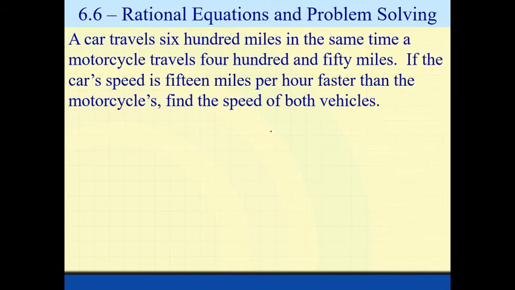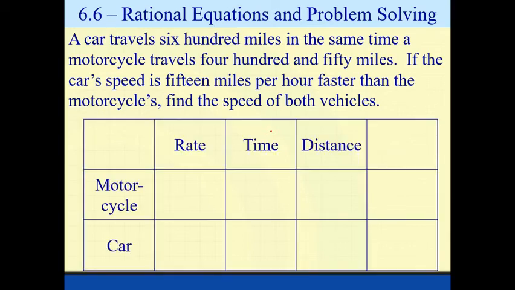So a car travels 600 miles in the same time a motorcycle travels 450 miles. If the car speeds 15 miles per hour faster than the motorcycle, we have to find the speed of both vehicles. So again, I recommend you set up this nice little table here. The motorcycle, we have no idea. But we do know the car is 15 miles an hour faster than the motorcycle for rate. The time, we don't know either. The distance is 450 for the motorcycle and 600 for the car.